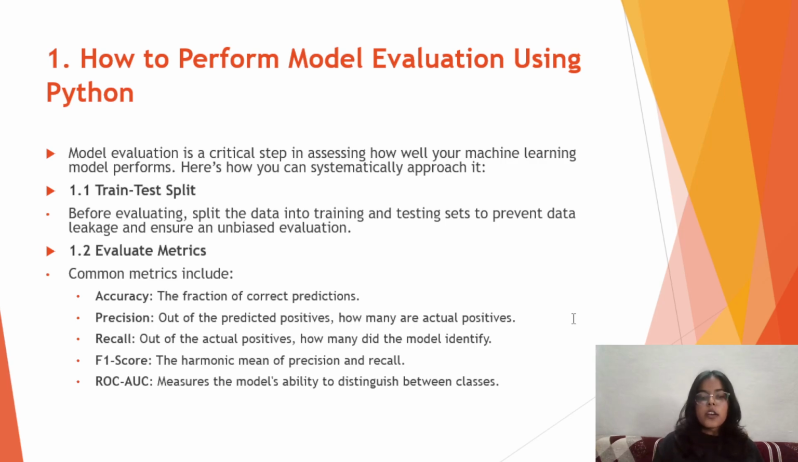The second is evaluation metrics. Common metrics we have studied in data science are accuracy, precision, recall, F1 score, and ROC AUC. So, what is accuracy? Accuracy is the fraction of correct predictions. What is precision? Out of the predicted positives, how many are actual positives? Recall: out of actual positives, how many did the model identify? And F1 score is the harmonic mean of precision and recall.